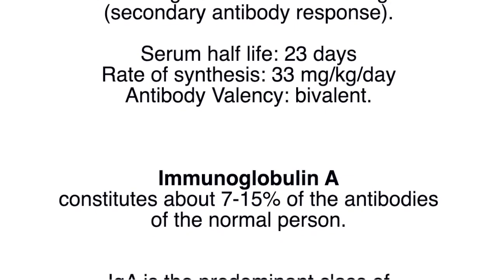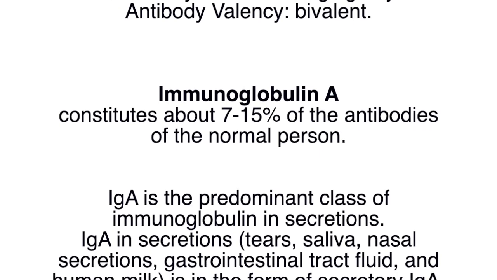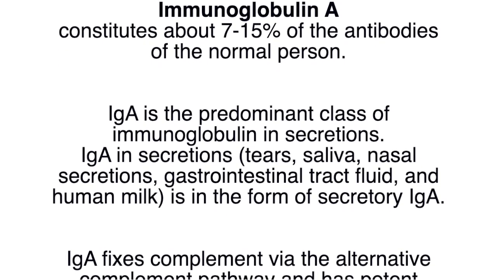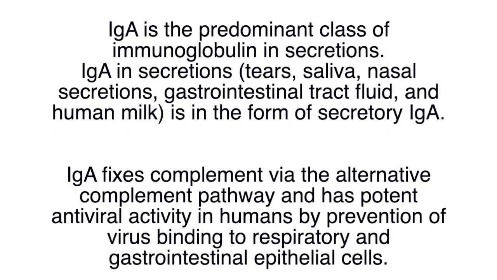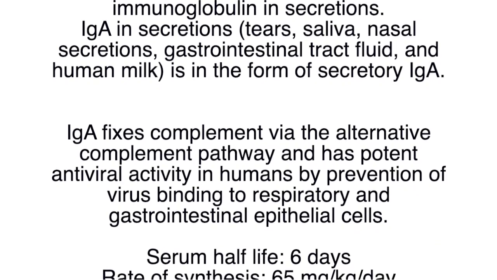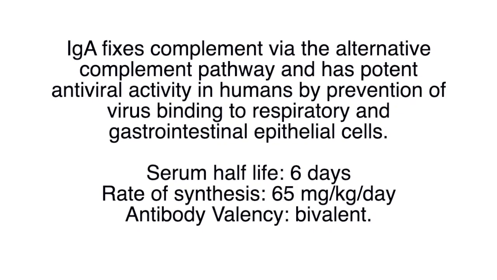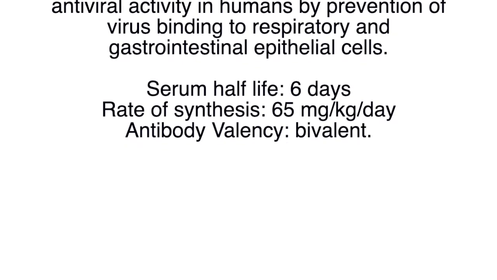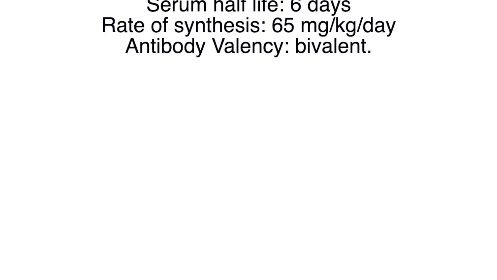Immunoglobulin A constitutes about 7 to 15% of the antibodies of the normal person. IgA is the predominant class of immunoglobulin in secretions. IgA in secretions like tears, saliva, nasal secretions, gastrointestinal tract fluid, and human milk is in the form of secretory IgA. IgA fixes complement via the alternative complement pathway and has potent antiviral activity in humans by prevention of virus binding to respiratory and gastrointestinal epithelial cells. Serum half-life 6 days, rate of synthesis 65 mg per kilogram per day, antibody valency bivalent.